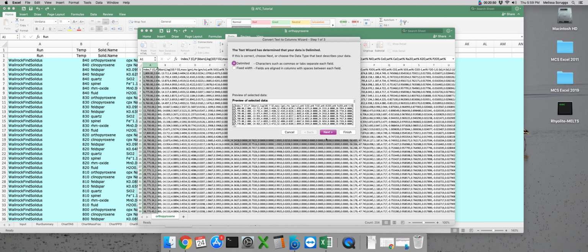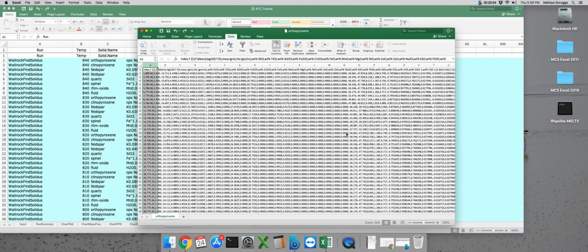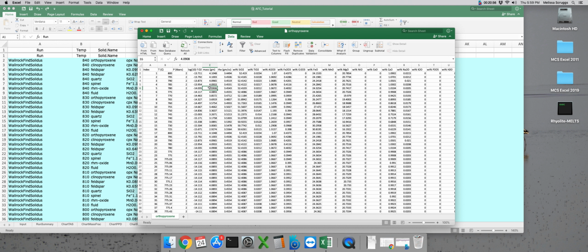the absolute lovely formatting, and now we can access this data. So now we have the compositional information for that mineral at each temperature decrement.